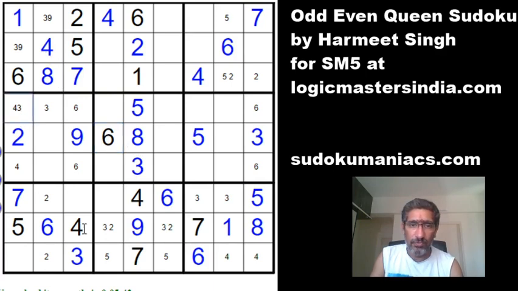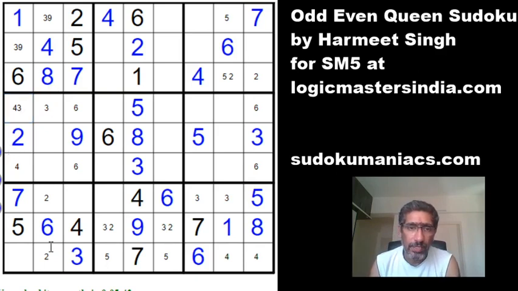Now, 4 in box 4 has to be in column 1. If it is R4C1, it will be in the same column as the 4 at R1C4. And if it was at R6C1, it would be repeating on the diagonal at R8C3. So irrespective of where the 4 comes in box 4, it will always be repeating on one of the diagonals. Hence, we can safely eliminate 4 also as an option for the queen. That leaves us with the digits 2 and 8.